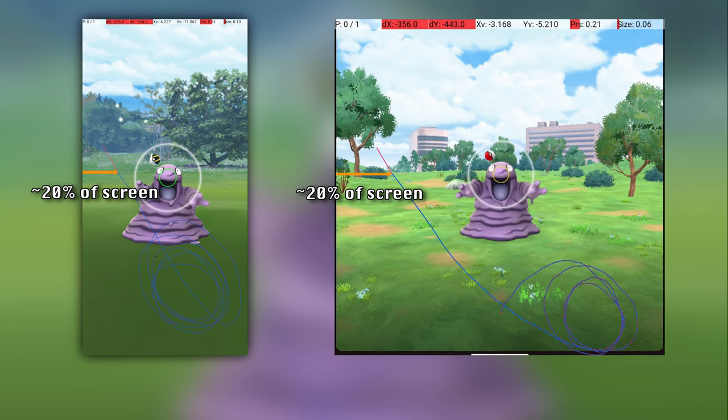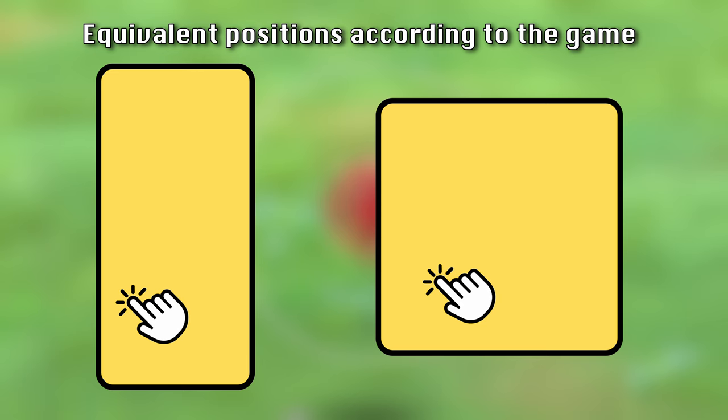In fact, you have to do more work because your finger has to move farther. My theory is that, internally, Pokemon Go normalizes your finger position using the screen size. So if your finger is here on the normal aspect ratio, this is equivalent to your finger being here on the square aspect ratio. To restate this, it seems that if your finger is a quarter of the way from the left to the right of the screen, to the game this is the same point, regardless of the actual size of the screen.